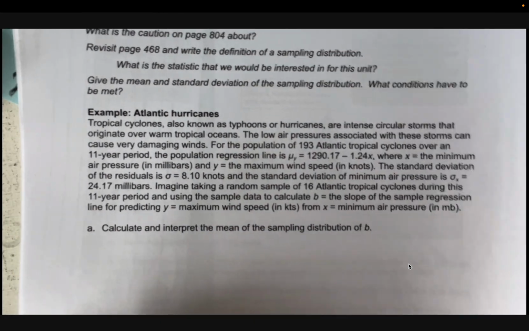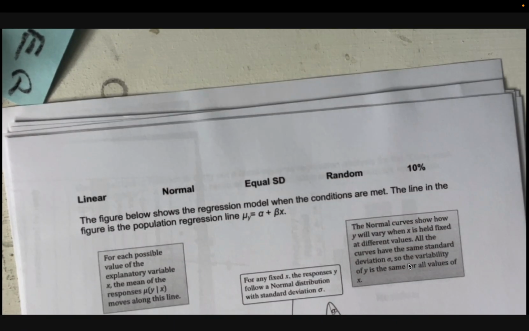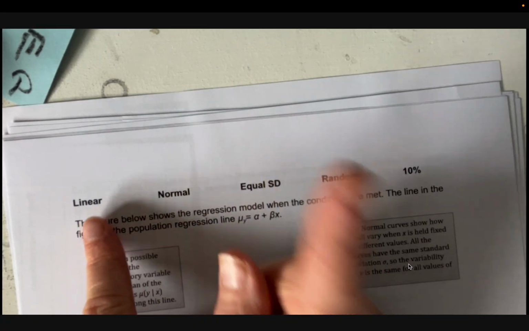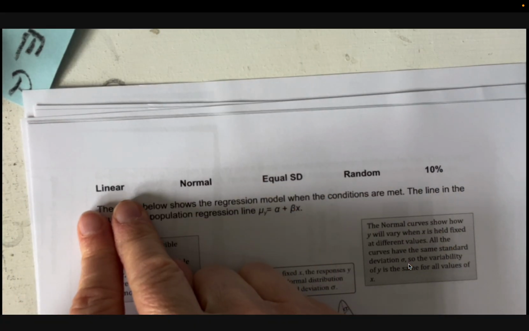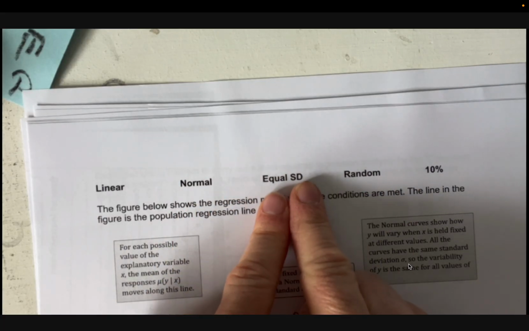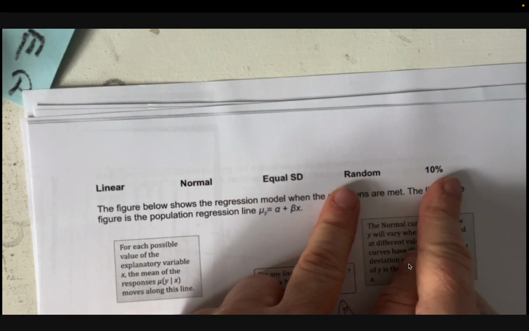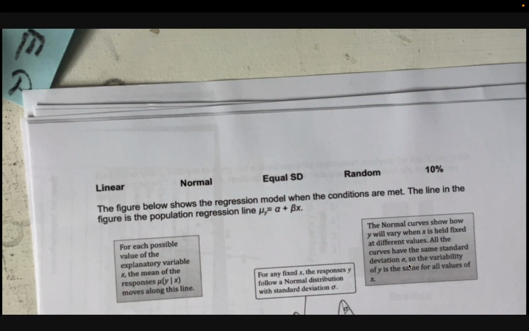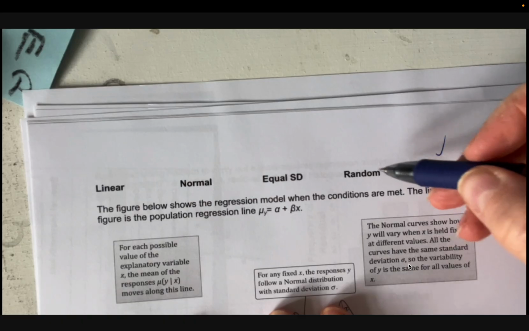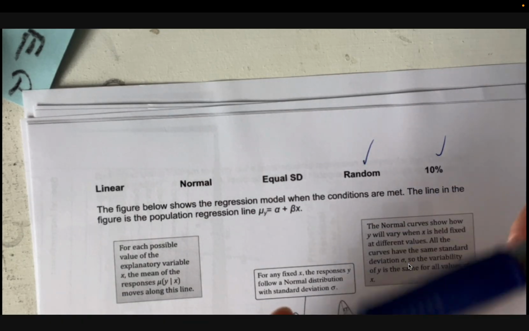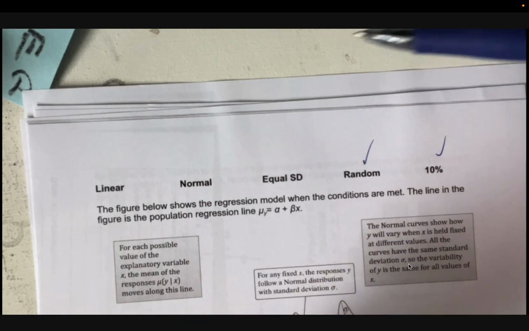All right, the conditions. Your conditions for this one, it's this L. There's more conditions. There's a linear condition. There's a normal condition. There's an equal standard deviation condition. Random and 10%. Our 10%, we've seen it before. Nothing new there. Okay, that one's our same one before. So this is the same. Random, same as before. Either you've got a random sample or you've done some random assignment.